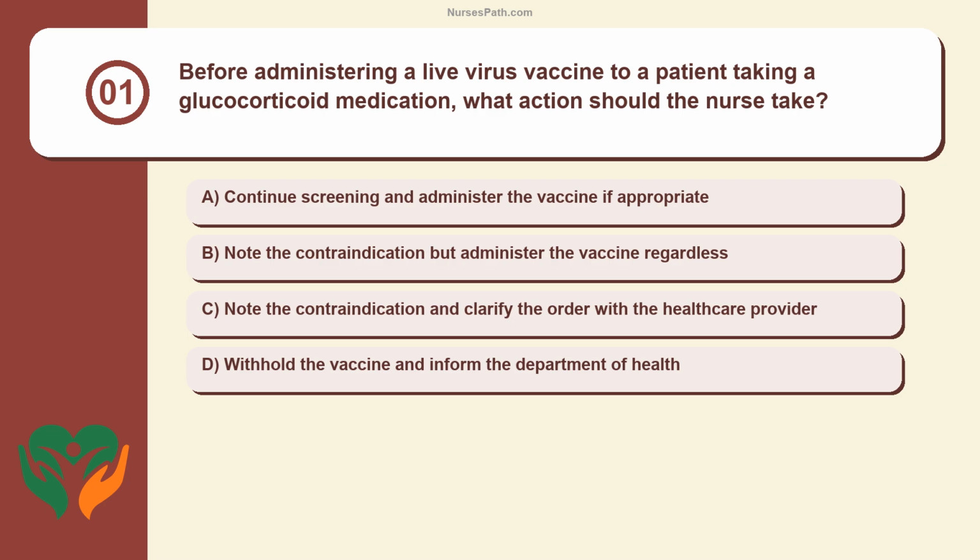A. Continue screening and administer the vaccine if appropriate. B. Note the contraindication, but administer the vaccine regardless. C. Note the contraindication and clarify the order with the healthcare provider. D. Withhold the vaccine and inform the Department of Health.